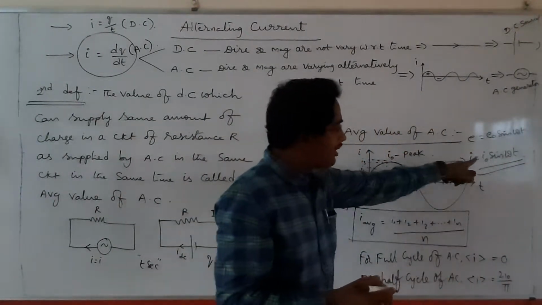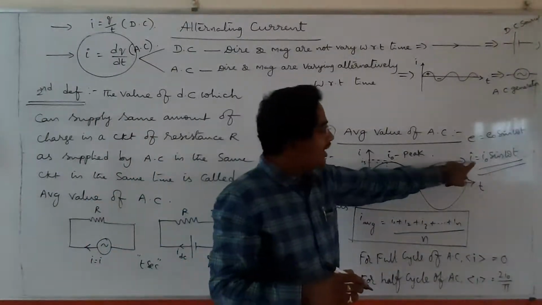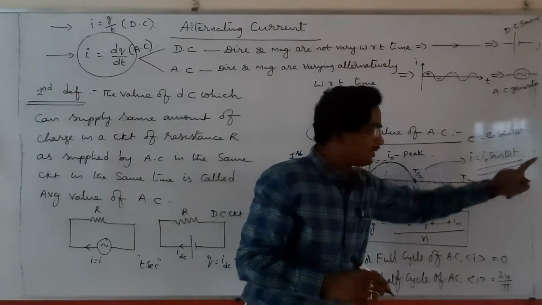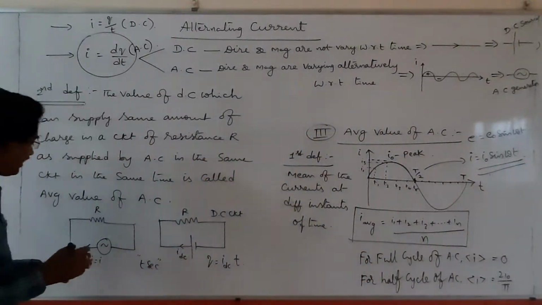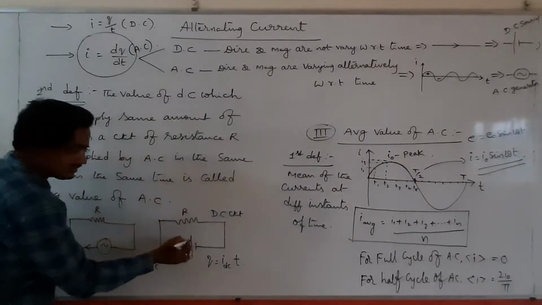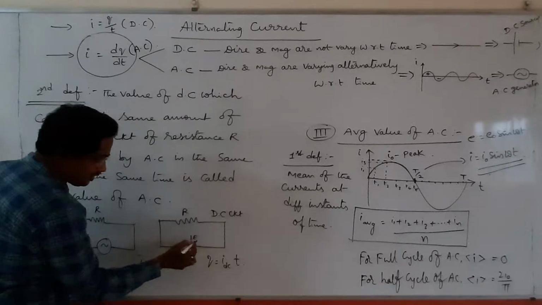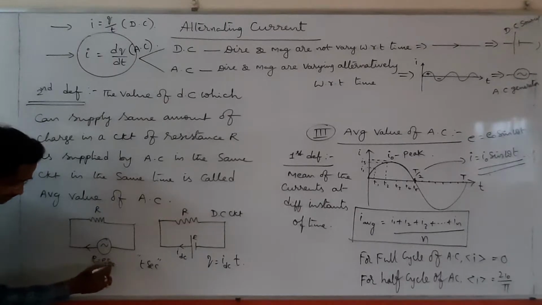Similarly to that, I wrote the current equation. What is the current value? I naught sin omega t. And what is the EMF of the source? E naught sin omega t. So this EMF of the source is laid as E, and the EMF value is E equal to E naught sin omega t.